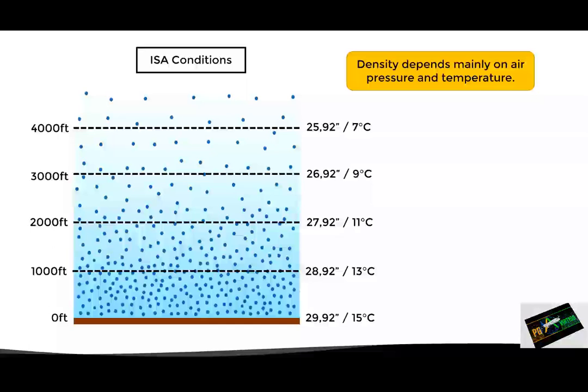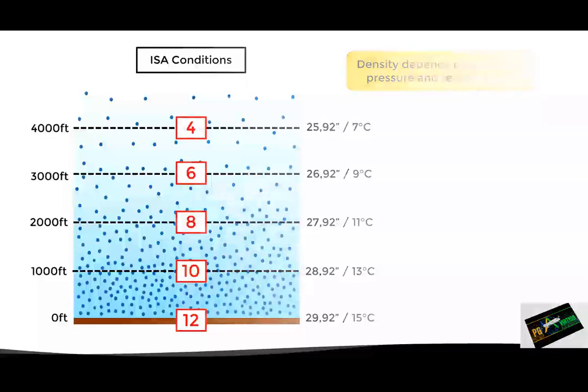So, suppose that the combination of 29.92 inches and 15 degrees results in a density of 12. Again, this is a fictitious value. Then, let's say that at 1,000 feet, the combination of 28.92 and 13 degrees results in a density of 10. Then at 2,000 feet, a density of 8. At 3,000 a density of 6. And at 4,000 a density of 4.